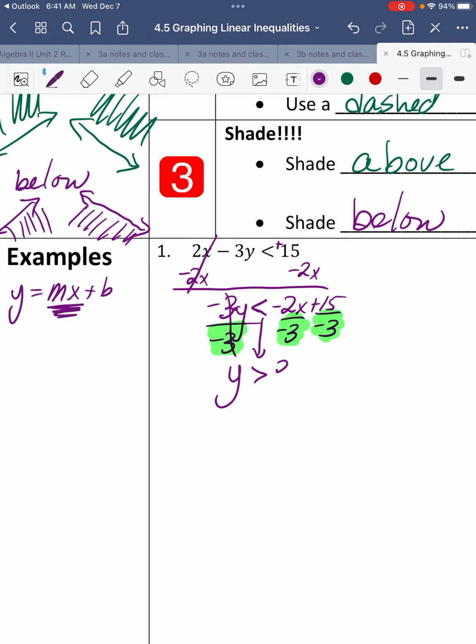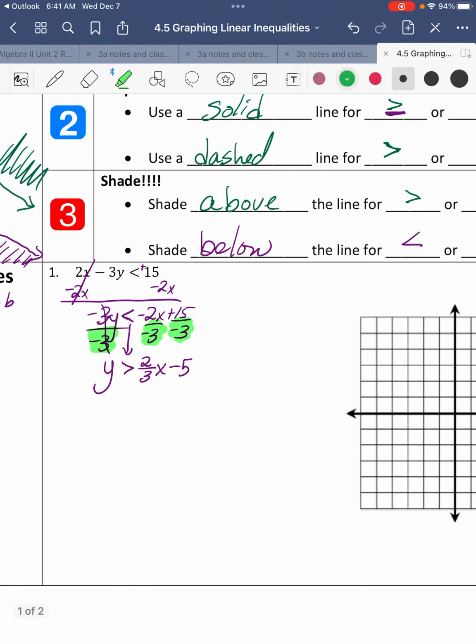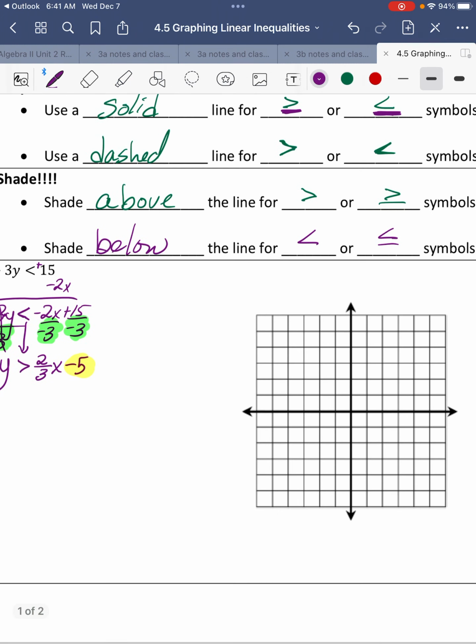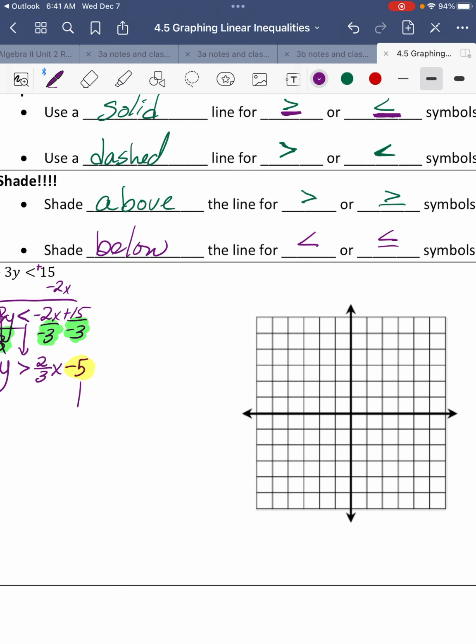A negative divided by a negative is a positive 2/3. That's your slope. 15 divided by negative 3 is a negative 5. So now when we're graphing this, we have our y-intercept of negative 5. So that's our y-intercept.